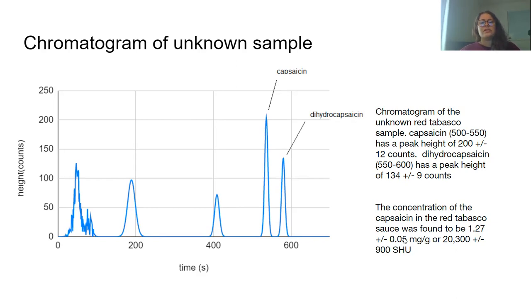And this had an uncertainty of 0.05. And we were able to convert this to Scoville units by simply multiplying by 16 million, which resulted in 20,300 Scovilles with a 900 Scoville uncertainty.